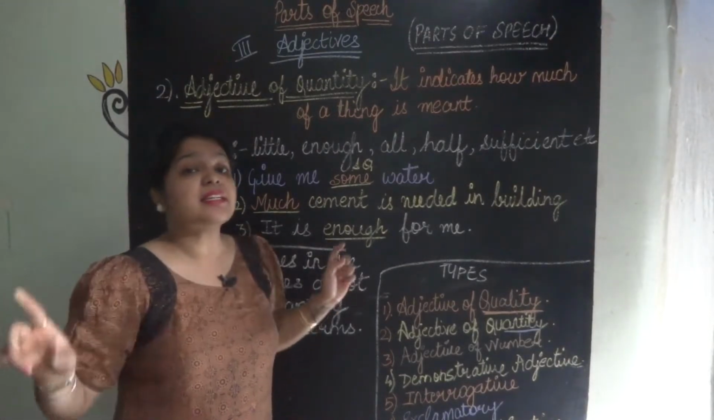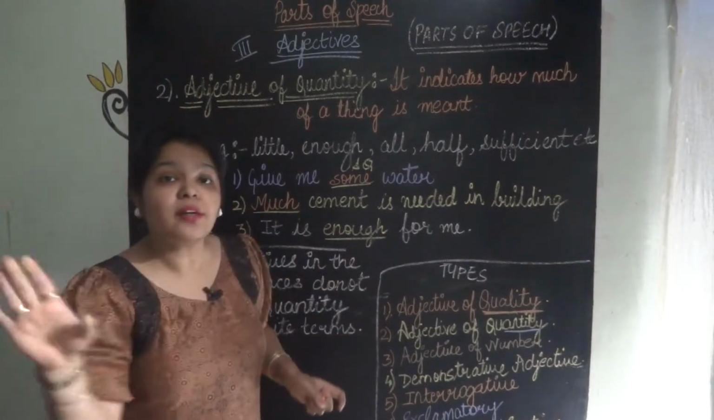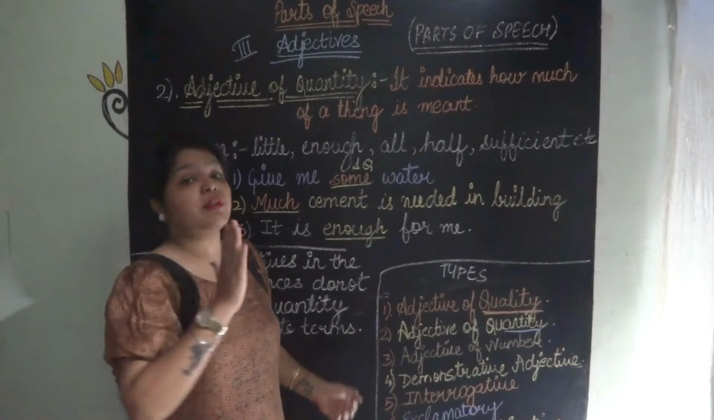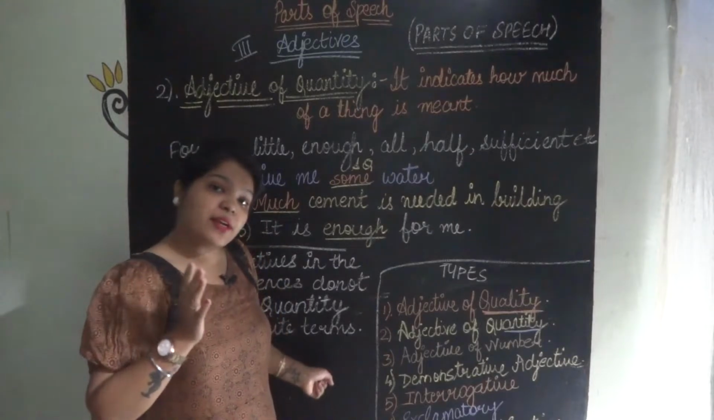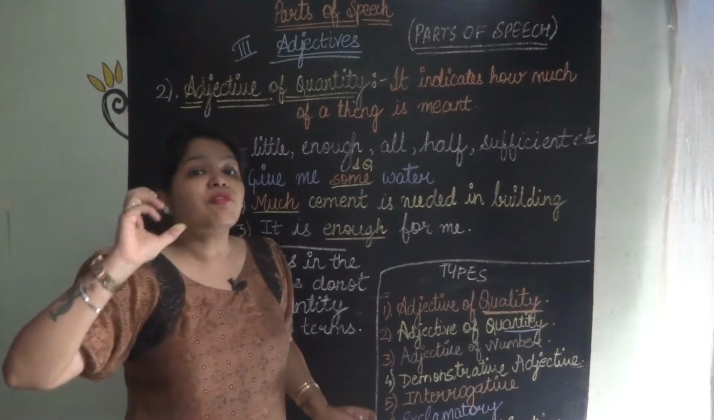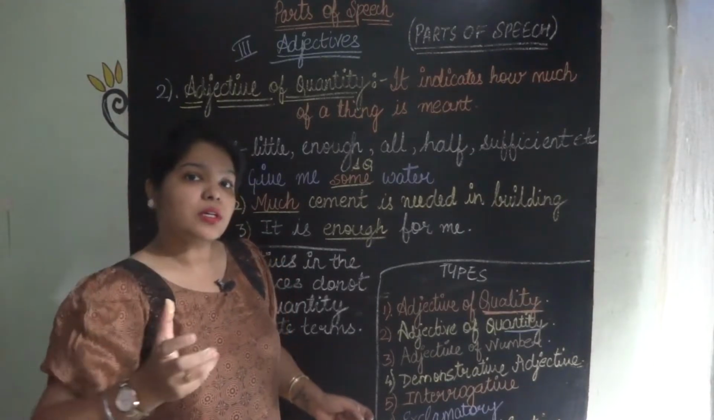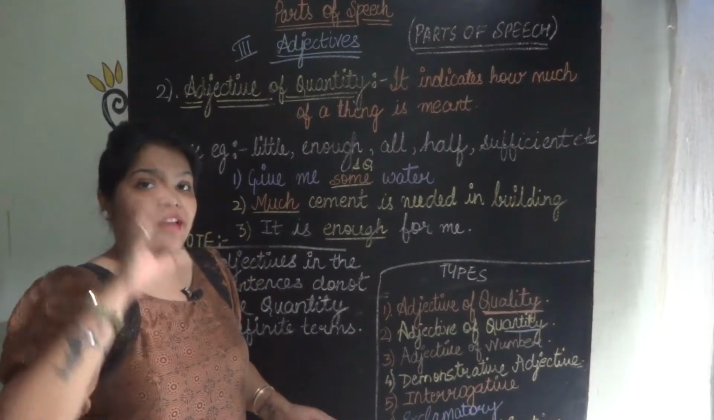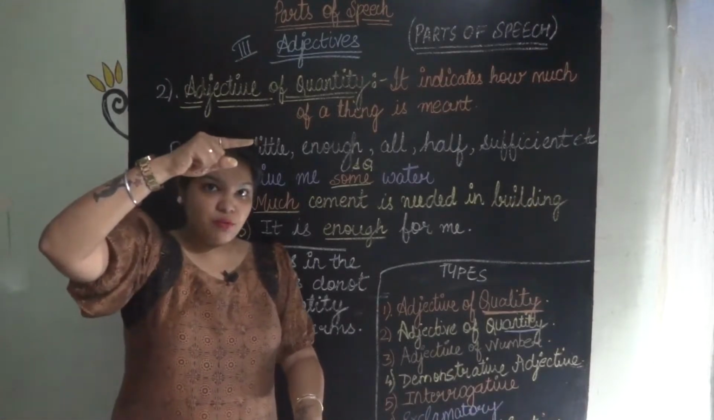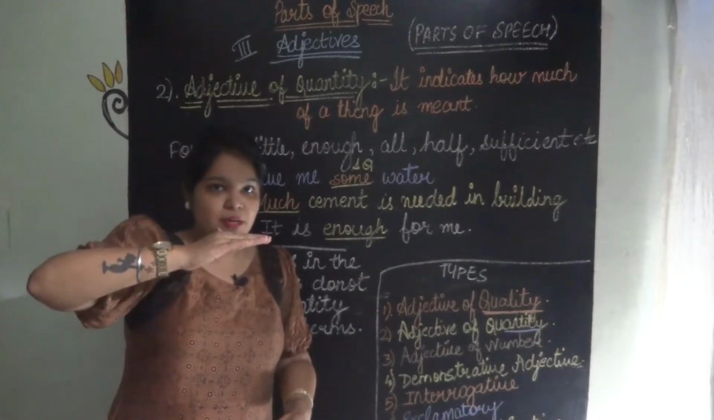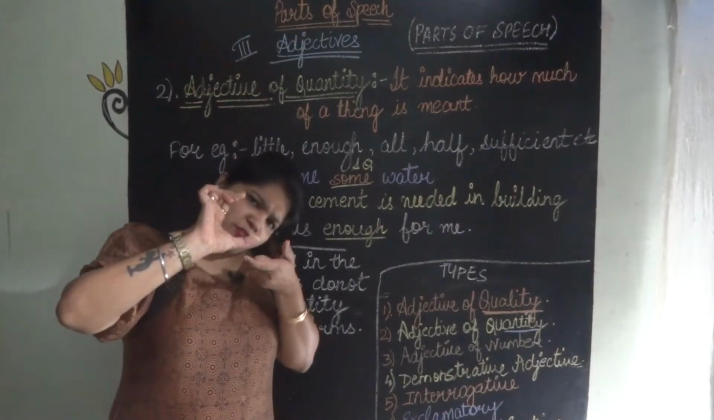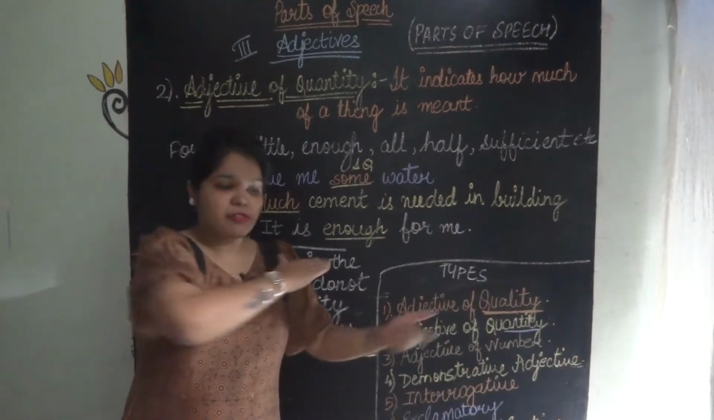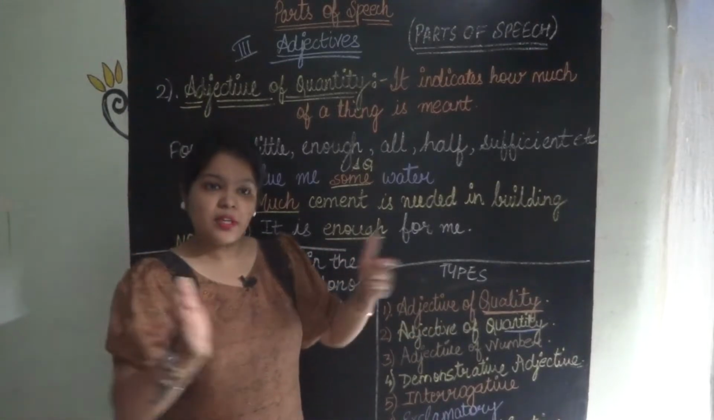Means the quantity is not defined in definite terms. Indefinite terms means not in proper figures or not in proper words. Like I am saying, give me half glass of water. Now if I have this much of glass, so half will be this much. And if I have this much of glass, half will be this much. So half is different with the glasses.